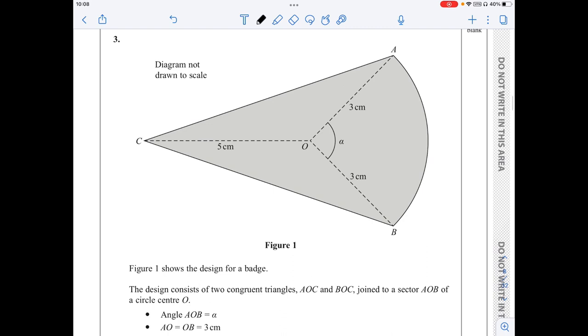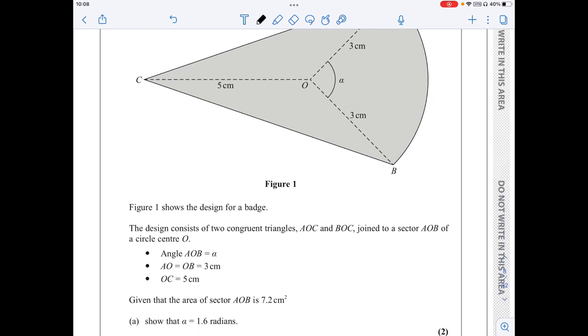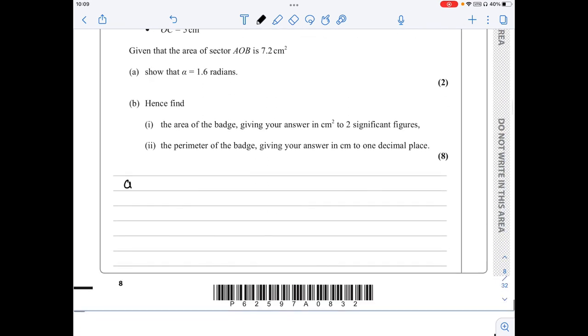Question number 3. The diagram is not drawn to scale. The design shows two congruent triangles AOC and BOC joined by the sector AOB. Angle AOB is alpha. OA equals OB equals 3. OC equals 5 centimeters. Given that the area of sector AOB equals 7.2, show that alpha is 1.6.